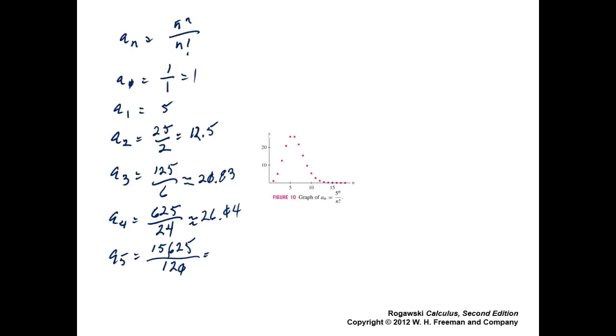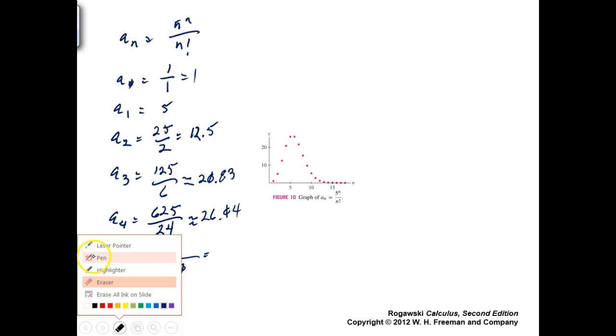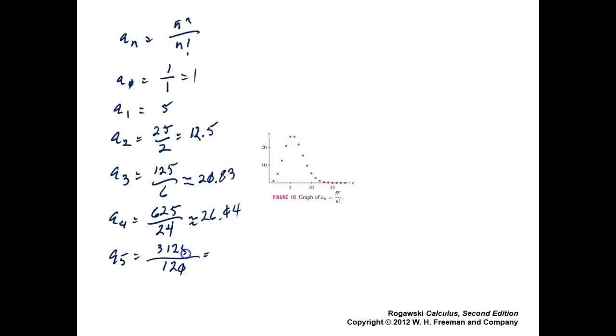I think we did something wrong. Let's do 5 to the 5th power again, because that went up way too fast, I thought. Okay, 3125. Is that what you said? Then divide that by 120. 26.04, blah, blah, blah, just like before, right?